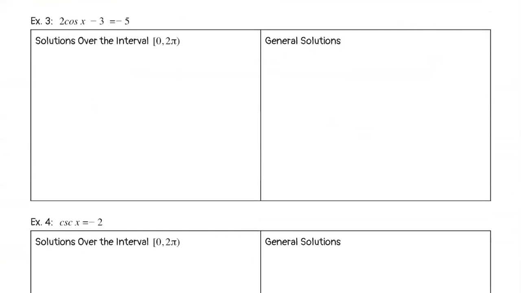So let's take a look at example number 3, okay? So for example number 3, this still falls under the category of linear trigonometric equation. So what might we need to do in order to isolate my cosine? Because in example 1 and 2, we had the cosine or we had the sine all by itself. So how do we get this all by itself?